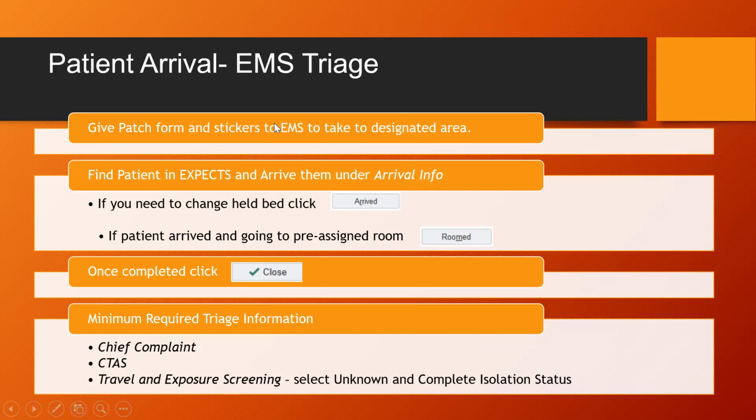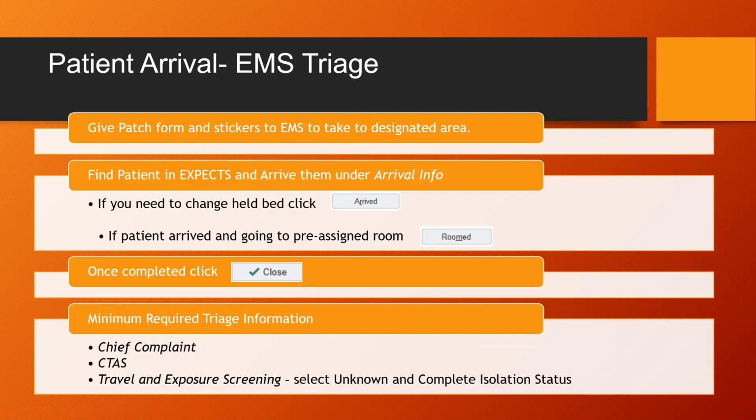But basically, you can go ahead and give that patch form. EMS can be going down the hallway to Trauma Bay 1. You're going to overhead your team that the patient is en route to Trauma Bay 1. You're going to go into Expects and you're going to find that correct patient and you're going to pull that patient up, and if you had a pre-assigned room, you're going to click roomed or arrived and assign them a patient care space. That will now time the patient as arrived right now.